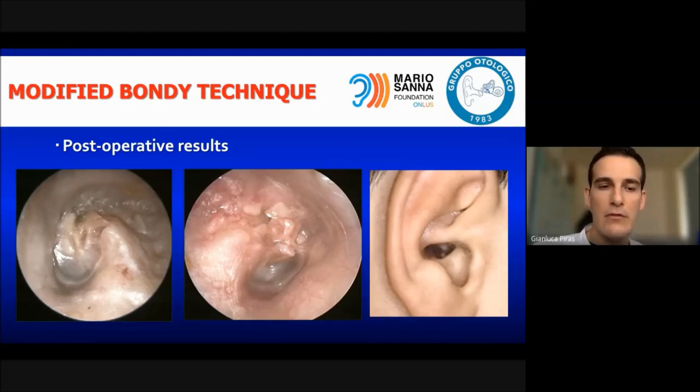So always remember that canal wall down tympanoplasty and meatoplasty is not an old concept, but it's a real concept that you have to deal with if you want to be a middle ear surgeon.